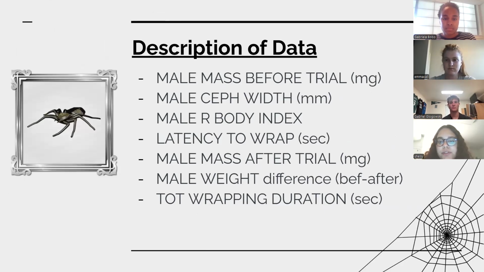And some more description of our data. We have the male mass before the trial. We have the male Ceph width. We have the male R body index, the latency to wrap, the male mass after the trial, and the weight difference, so before and after, and the total wrapping duration in seconds.